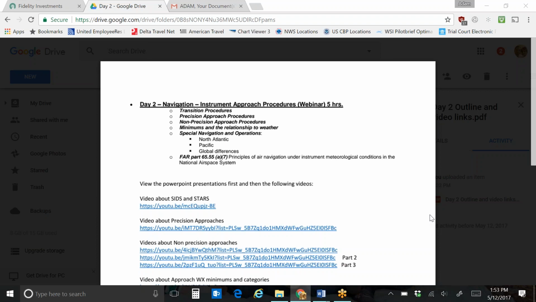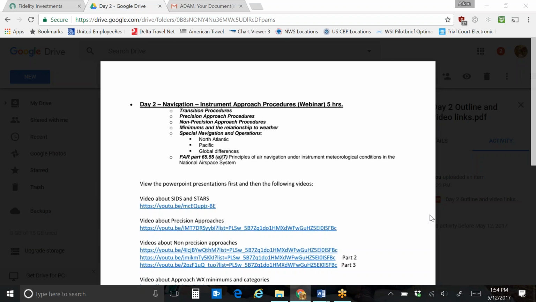So you'll get to know SIDs and STARs, why we use them, why they're required. They're pretty much only at major airports, and that's really just to help the workload of ATC and the pilots. So you'll learn about those, and basically from your standpoint, all you need to know is what is a SID, what is a STAR, why do we use them, and that's pretty much it.